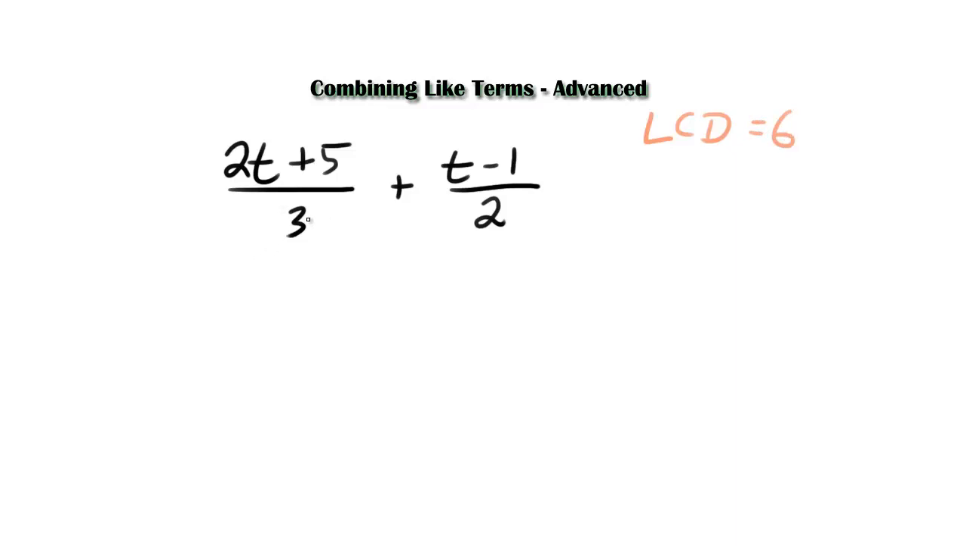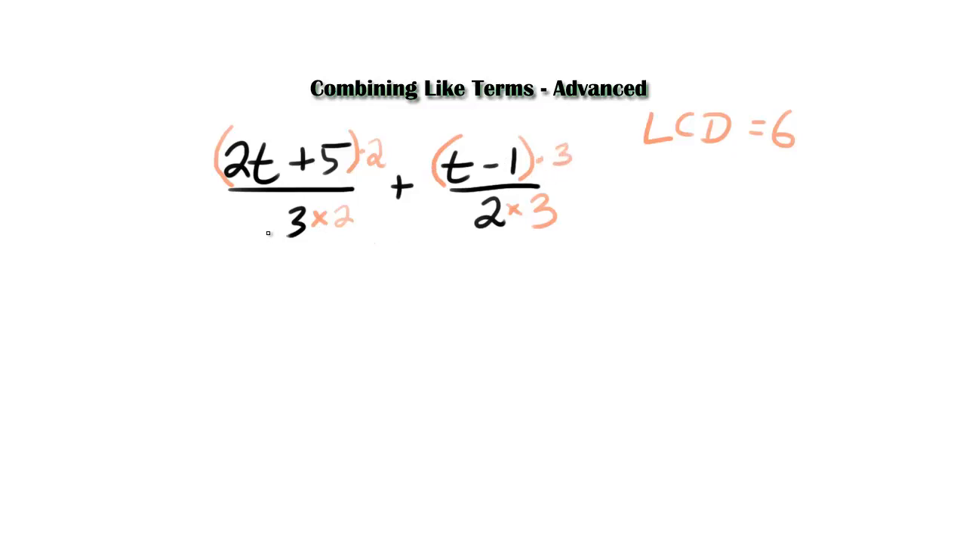Alright, so we're going to have to make this 6, and in order to do that, we have to multiply this by 2. Now here's the trick. When you multiply the numerator, make sure you make a set of parentheses surrounding the 2t plus 5. So I want to multiply that by 2. Same thing for this fraction, I want to multiply the denominator by 3. Same thing for the numerator: let me make my parentheses, and I want to multiply that by 3 also.